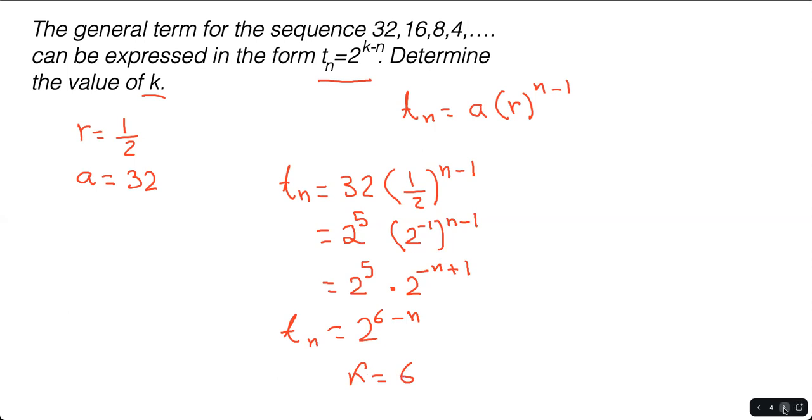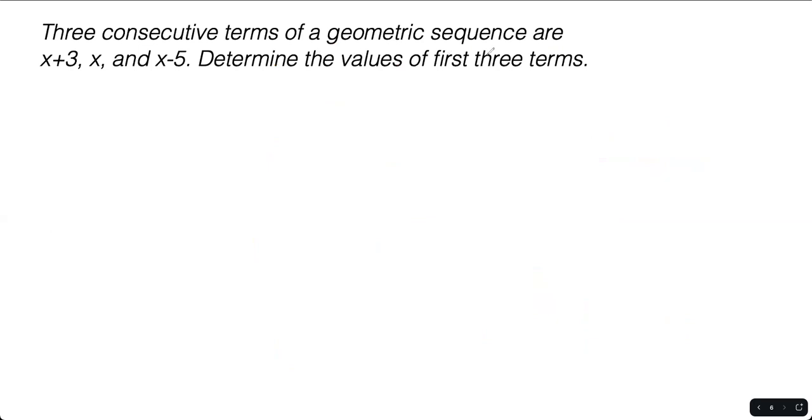Let's go to the next question. 3 consecutive terms of a geometric sequence are x plus 3, x, and x minus 5. Determine the value of the first 3 terms.